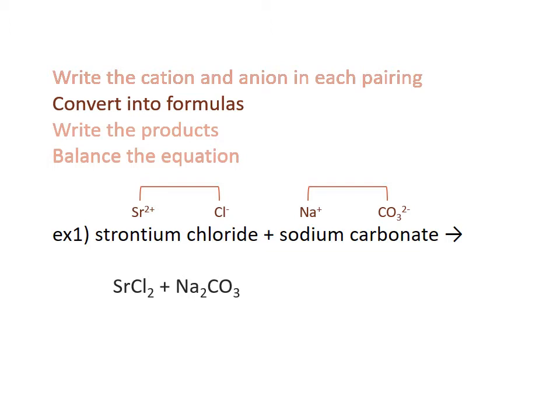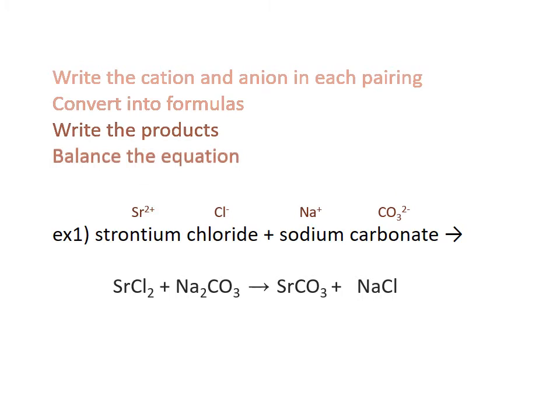Now I'm going to write the products. Strontium, which is positive, will go with carbonate, which is negative. Sodium, which is positive, will go with chloride, which is negative. So when strontium comes together with carbonate, lowest common charge is 2, so I need one strontium to give me a +2, one carbonate to give me a -2. Sodium and chloride, lowest common charge is 1, so I need one sodium to give me a +1 charge. I need one chloride to give me a -1 charge. Remember, I always write my positive before my negative in each formula.